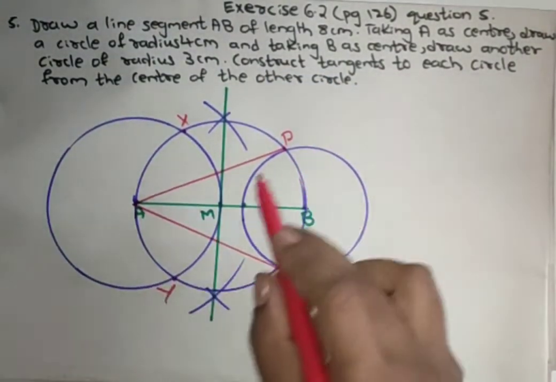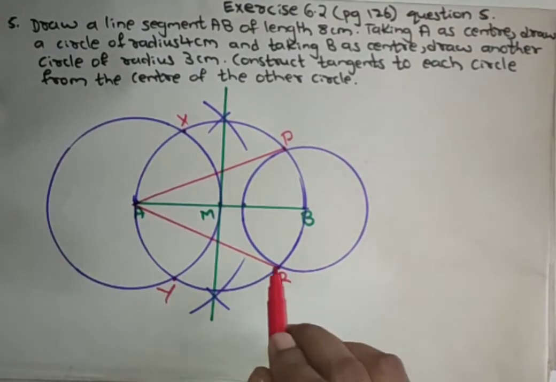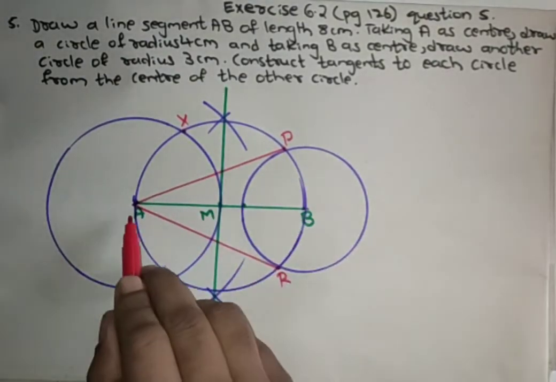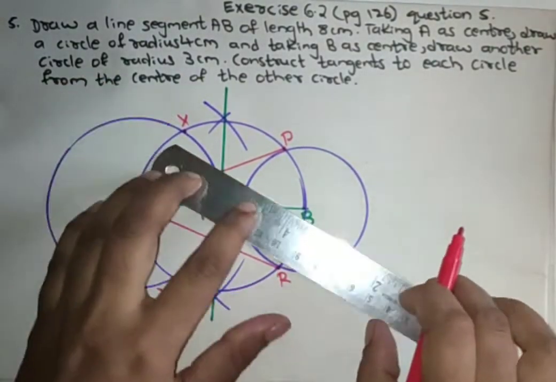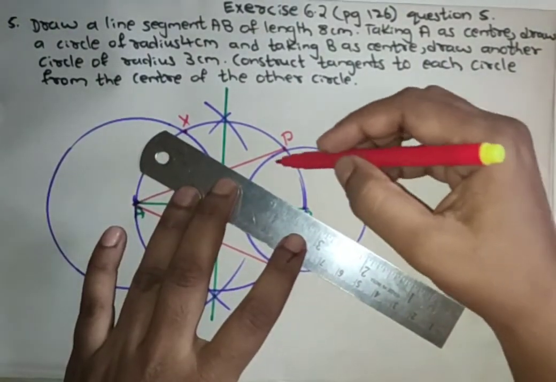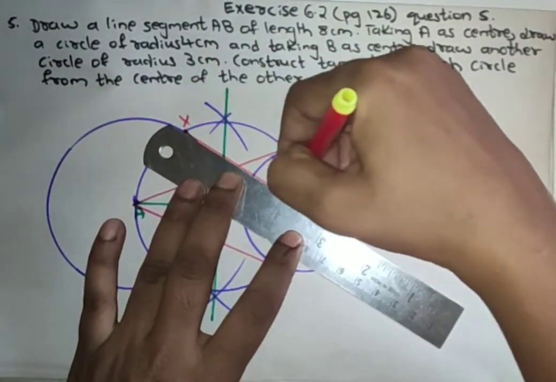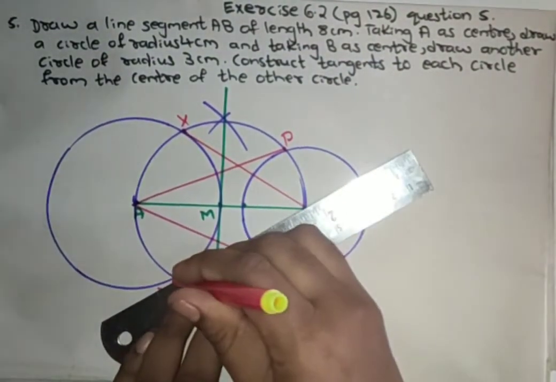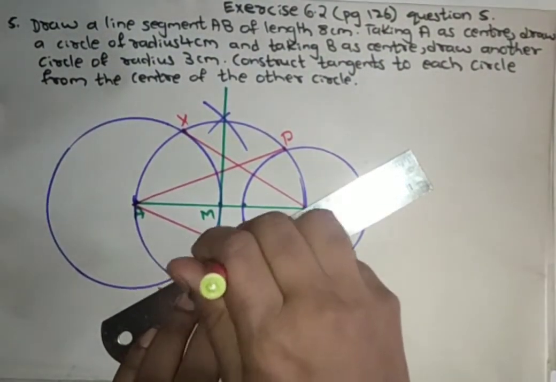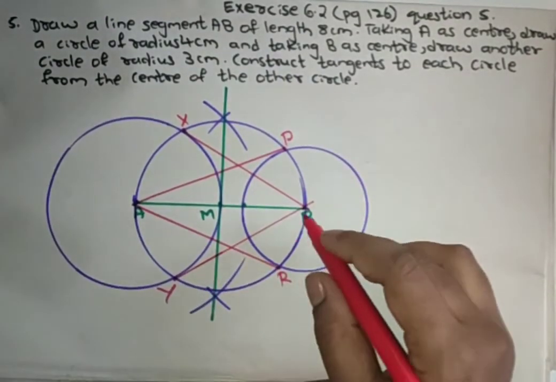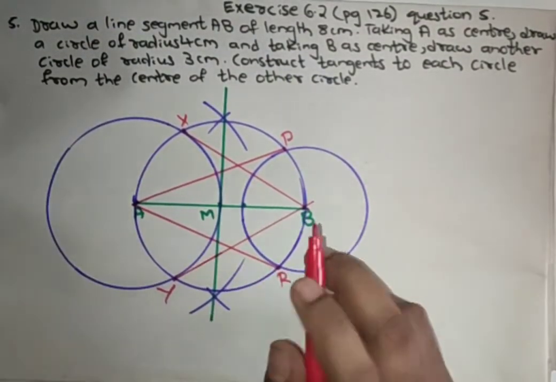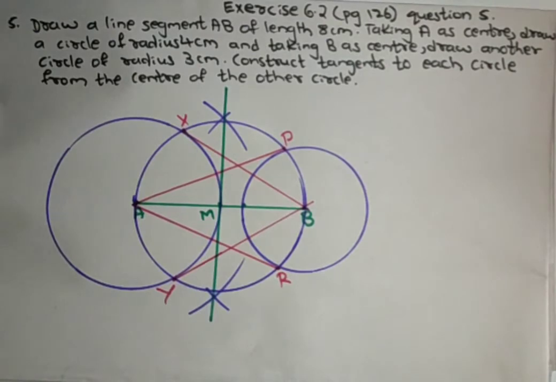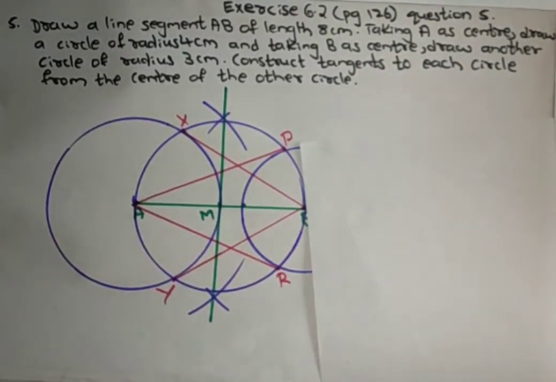See, now AP and AR are the tangents to the circle from point A. Now XB and YB are the tangents from point B. Now we will see the justification.